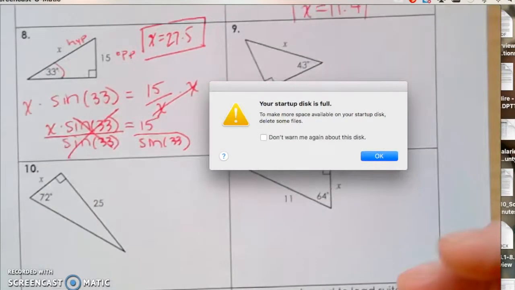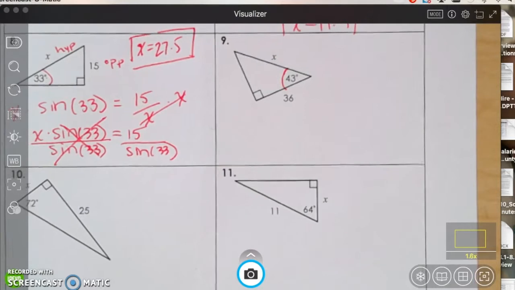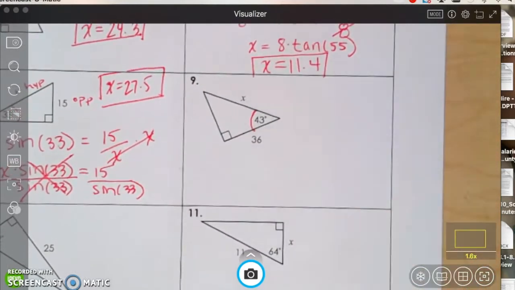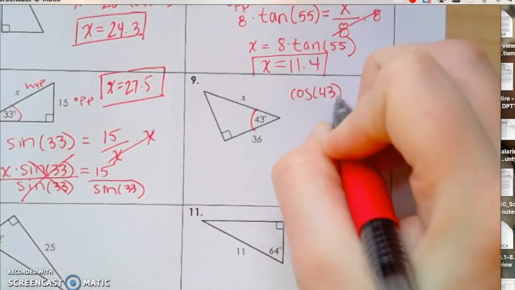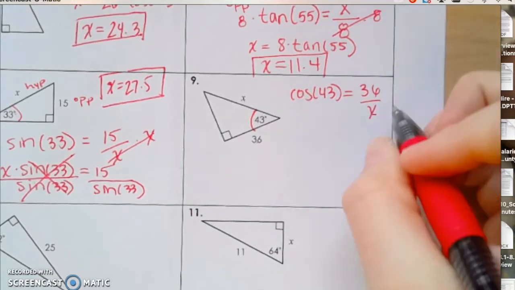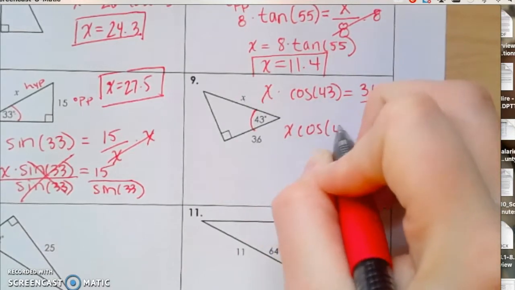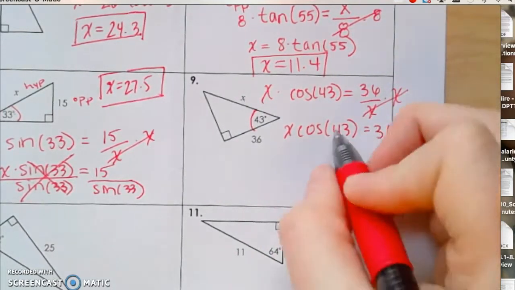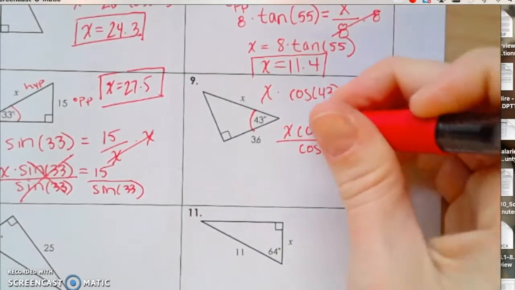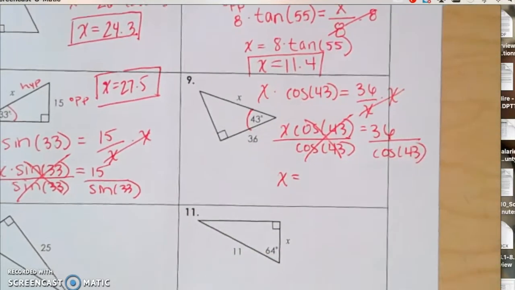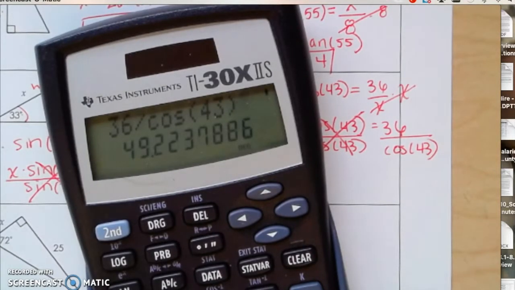All right, I start here with number 9. Let's go through. I have adjacent and hypotenuse, that is cosine. Once again, multiply top and bottom by x. I have x times the cosine of 43 equals 36. Divide both sides by the cosine of 43. Cancels it out over here on the left. 36 divided by cosine of 43 gives me 49.2.